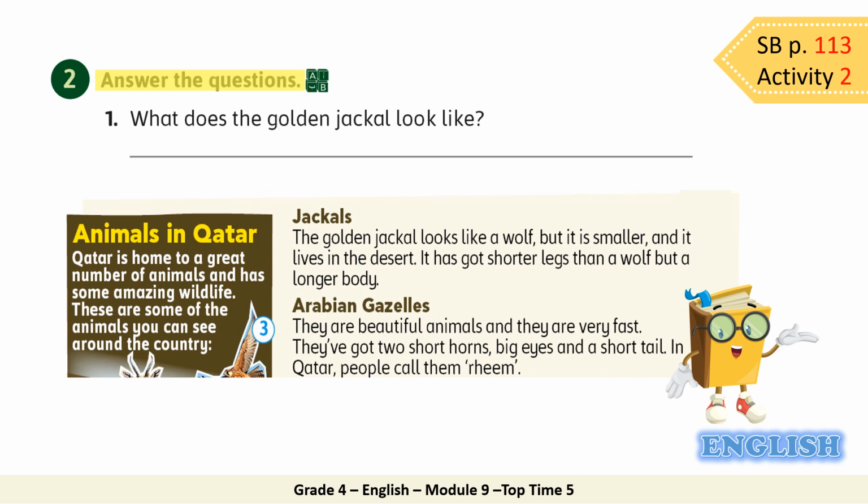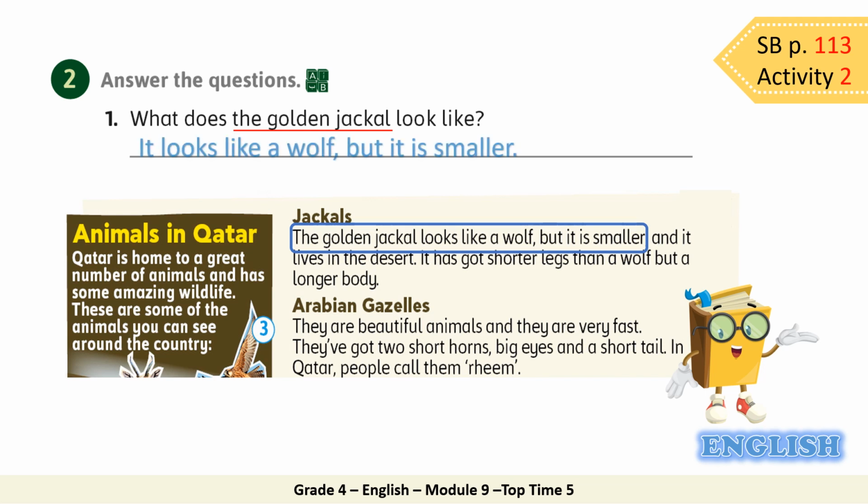What does the golden jackal look like? We have to find the keywords. The golden jackal. And I have to go to the paragraph that talks about jackals. Let's read it together. Jackals. The golden jackal looks like a wolf, but it is smaller. Here you go. That's the answer. It looks like a wolf, but it is smaller.